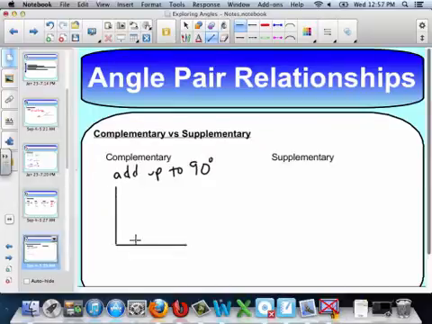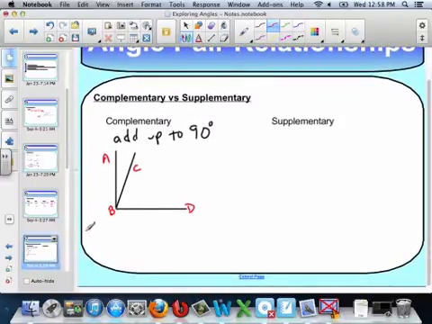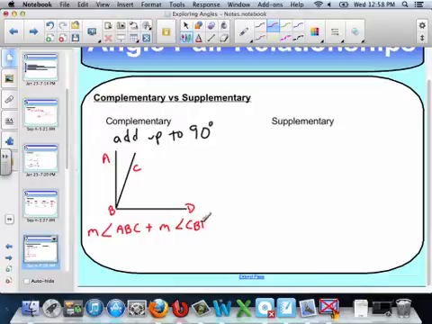So here's my right angle, and I'm going to throw in a ray, and then let's label those. Let's call them A, B, C, and D. And now we can actually write an equation. We can say that the measure of angle ABC, plus the measure of angle CBD, is 90 degrees. That's what it means for the measures of the angles to be complementary.